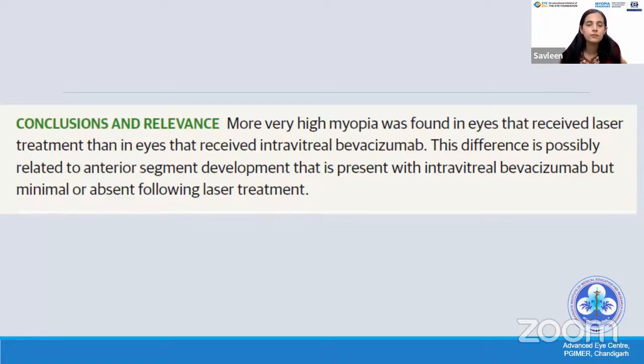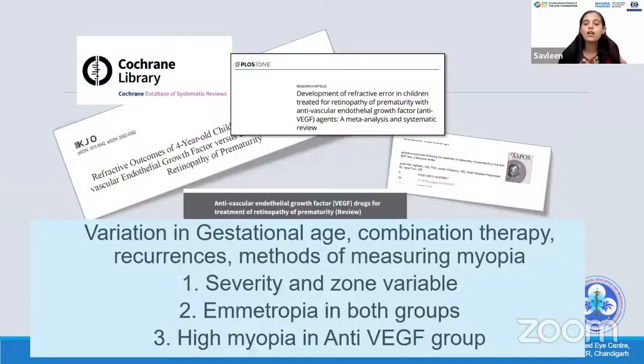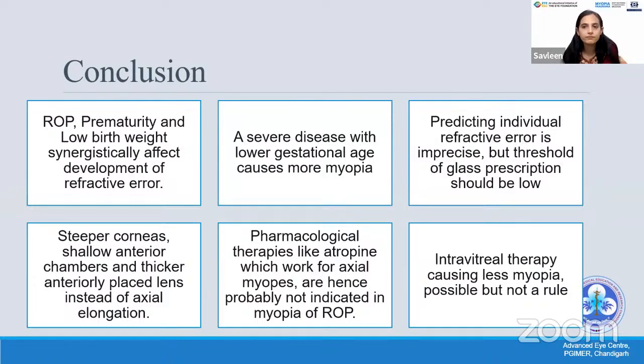We do see emmetropia in laser also, and we do see high myopia in anti-VEGF also. To conclude, ROP, prematurity and low birth weight contribute to the development of myopia in these children. A severer disease will cause more myopia.